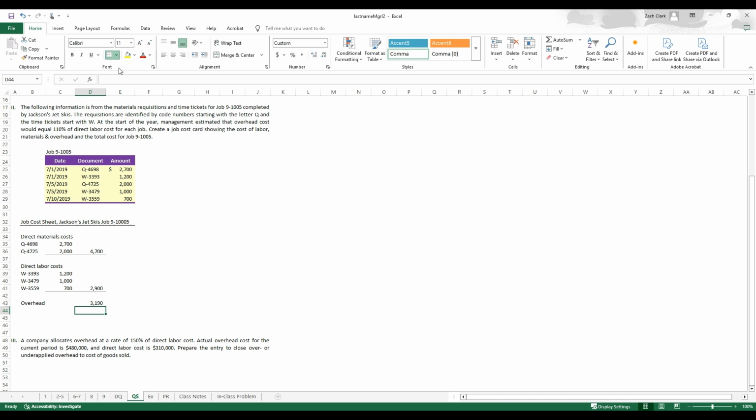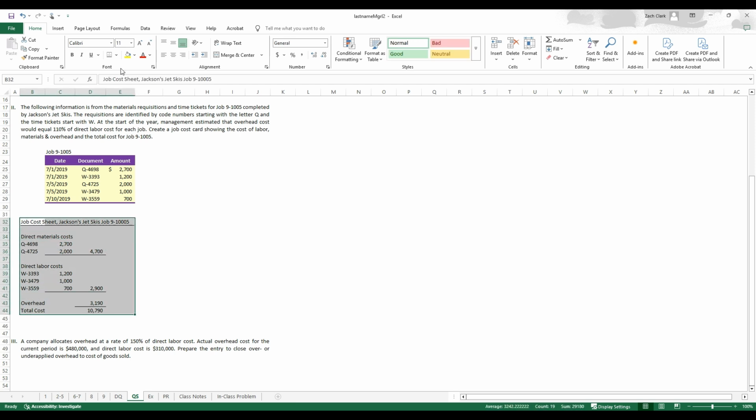I'm going to go to our total summation at the bottom, add a final sum, and we'll say total cost. It equals our materials plus our direct labor cost plus our overhead, which again was 110% of the direct labor costs. And our total cost comes out to 10,790. All right, very cool. And if you want to be fancy, we could put a little border around it.